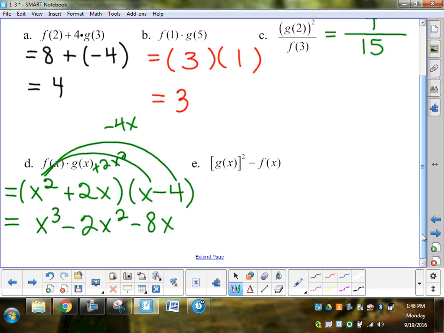Now the next one up for E, McKenna, what would you write out? Do your replacement. Do we have to compute to get an answer in E? You do x minus 4 times x minus 4. Good. That's squared. And then what would you do once you got that? You take that and just subtract the x squared plus 2x.